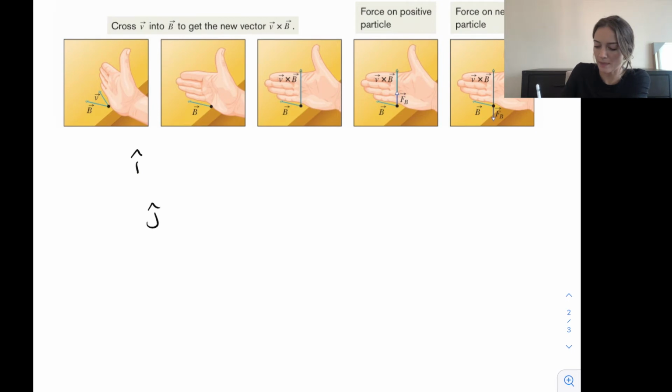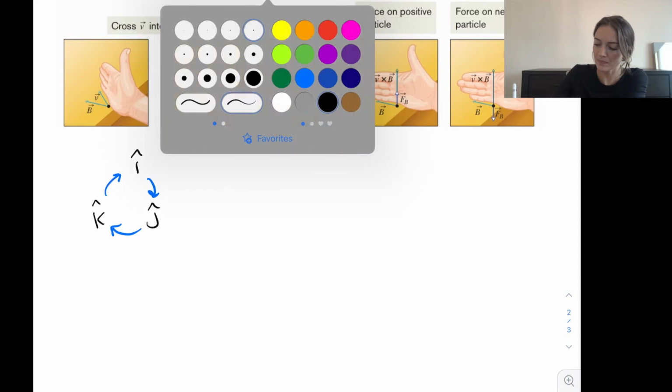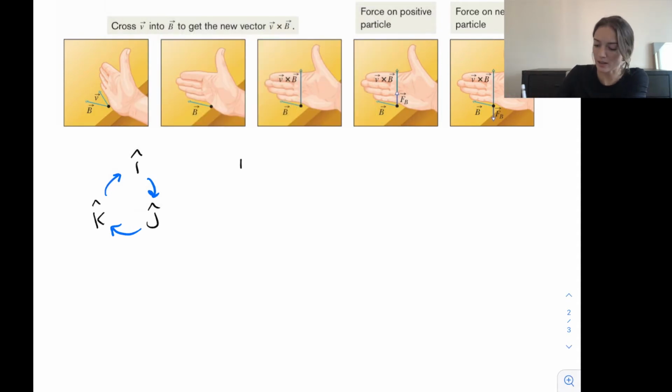We have i hat, j hat, k hat, or x hat, y hat, z hat, whatever you prefer. You draw your little circle here, and going clockwise gives you your cross product. So i hat cross j hat is k hat, so we go clockwise around our circle. j hat cross k hat is i hat. k hat cross i hat is j hat.